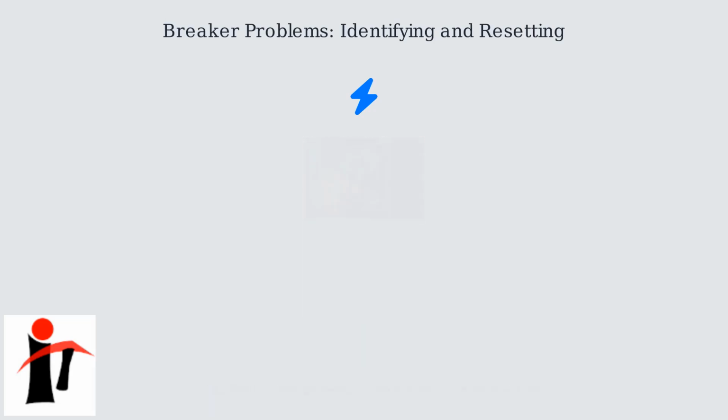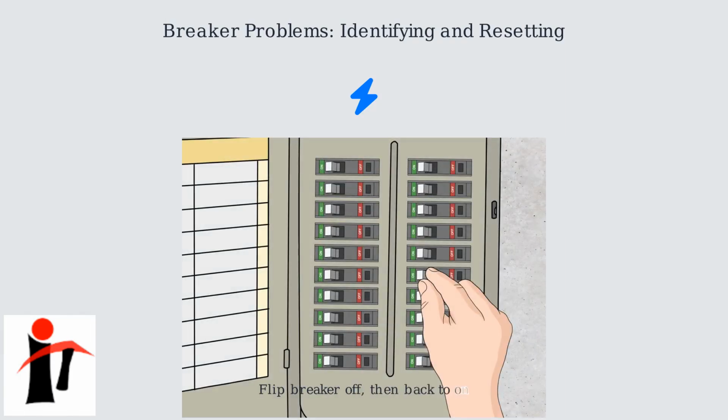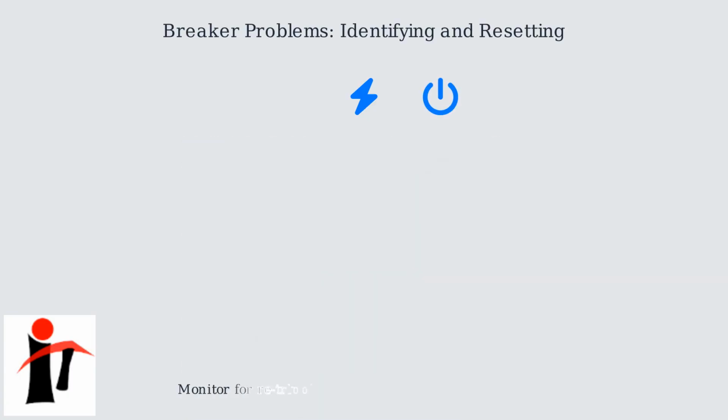A tripped breaker will be in the middle or off position. If tripped, flip the breaker to off, then back to on. Monitor to see if it trips again, which indicates a serious electrical issue requiring professional help. Average downtime for breaker resets is 2 to 4 hours.